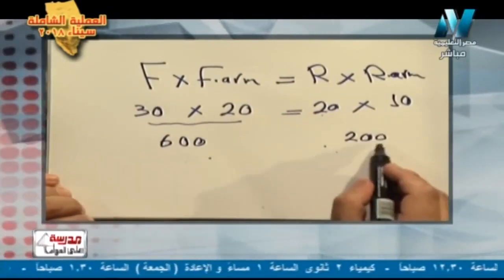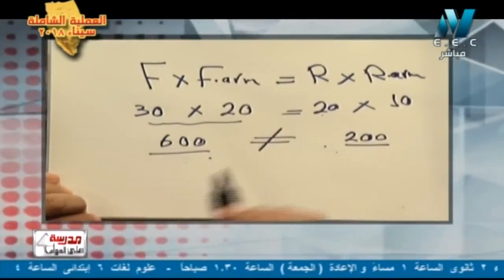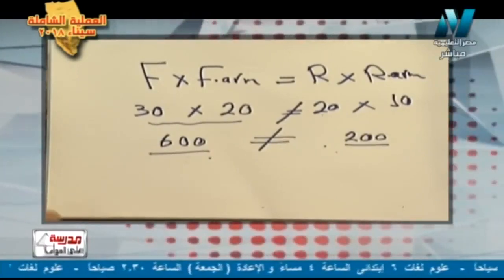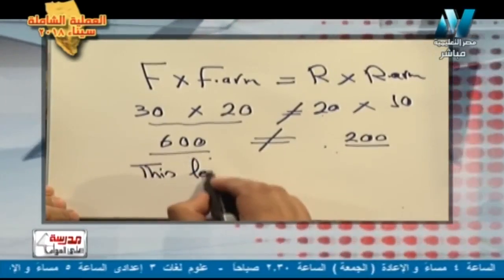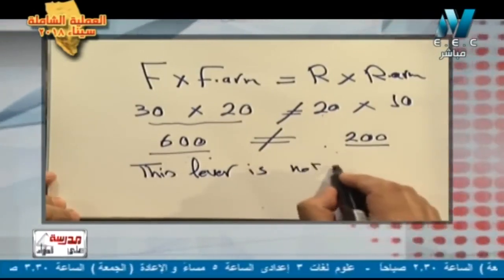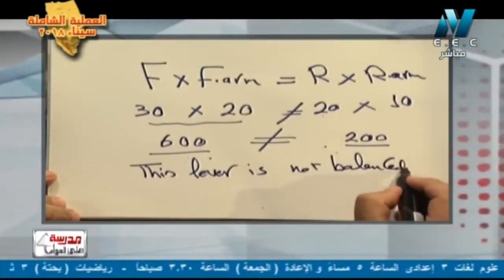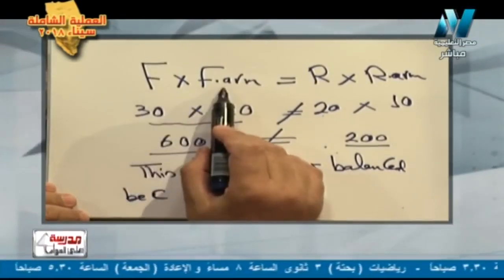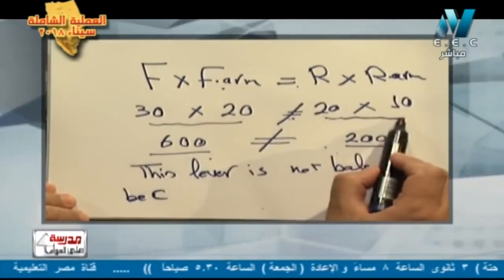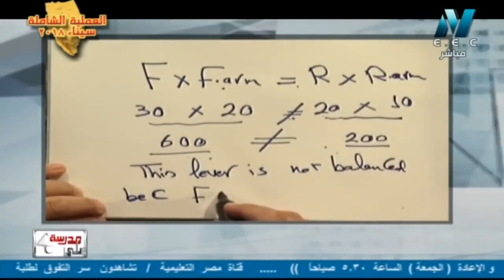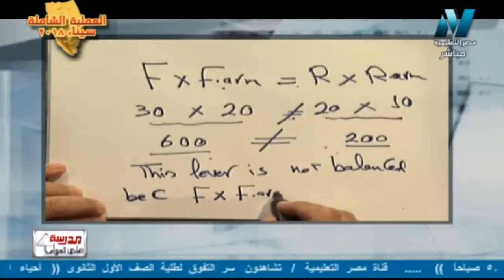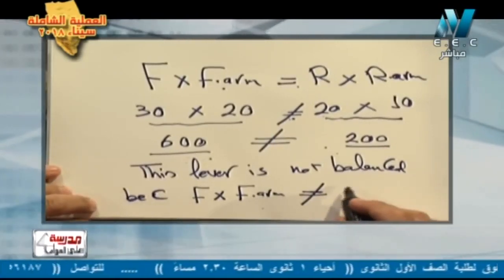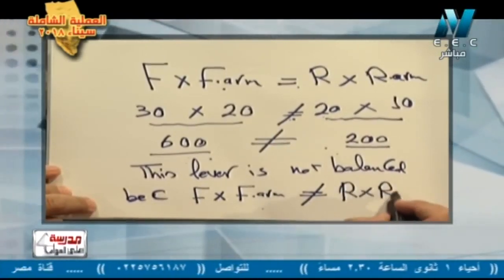Are those two sides equal or not? Surely they are not equal. So I can say this lever is not balanced. Why? Give the reason: because we have found that effort force by effort force arm isn't equal to the resistance by resistance arm.